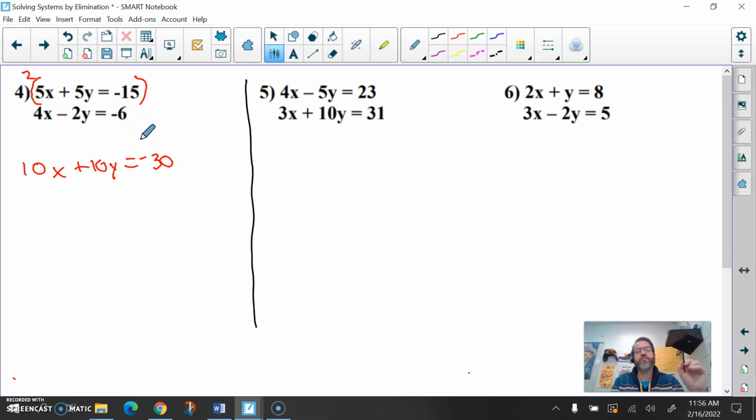I am perfectly 100% okay with you using calculators as you do these problems because I don't want you to get tripped up over the concept just because you're struggling with the multiplying.